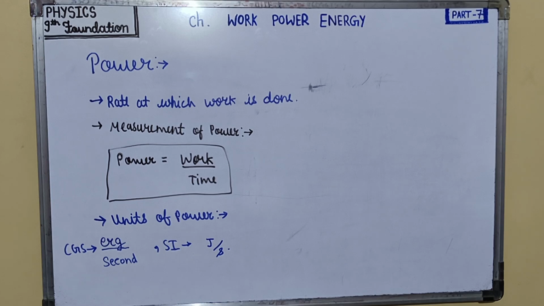The SI unit of power is watt. This joule per second is watt, so the SI unit of power is also indirectly watt. If 1 joule of work is done in 1 second, then the power is said to be 1 watt. 1 watt is equal to 1 joule upon 1 second.